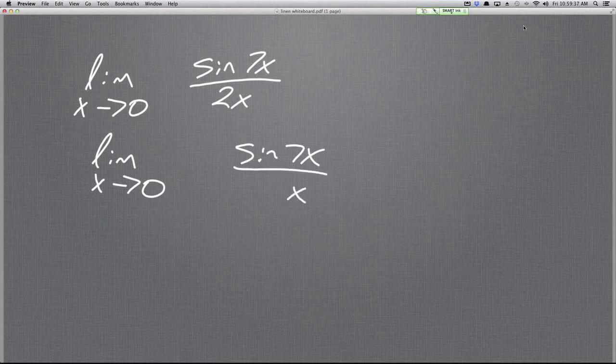Alright, so the first thing I need to do is get rid of that 2. What can I do with that 2 to get rid of it? Take it out. I can take it out. So I can take out that 1/2, and my 2 is taken care of. But I also need to do what else?